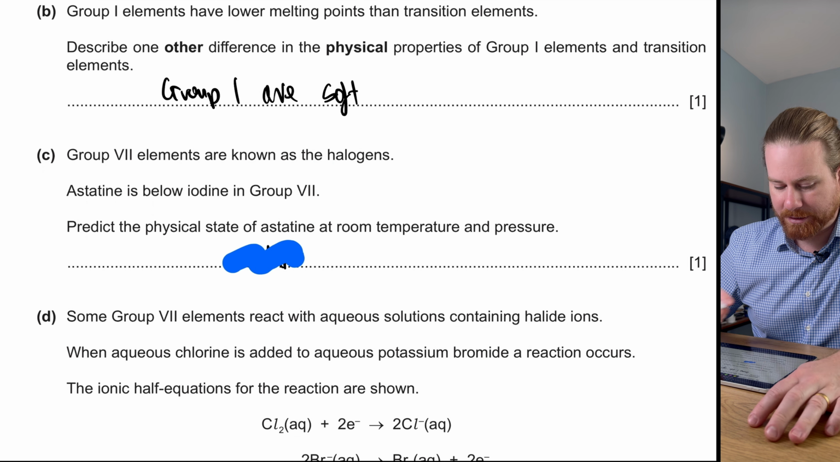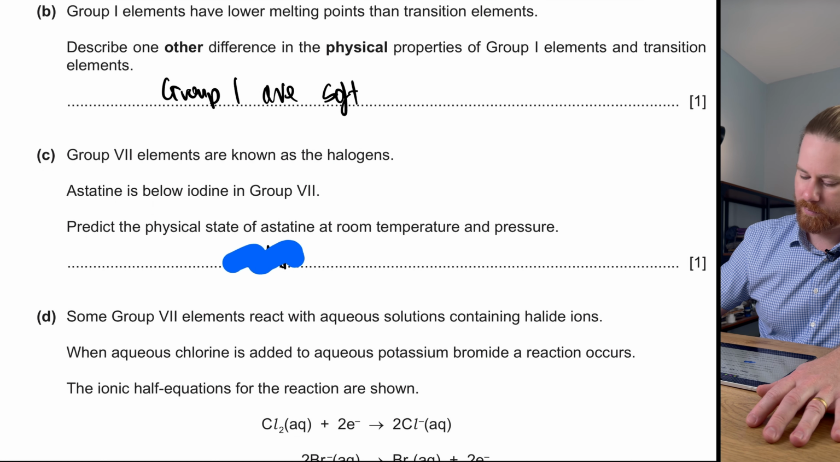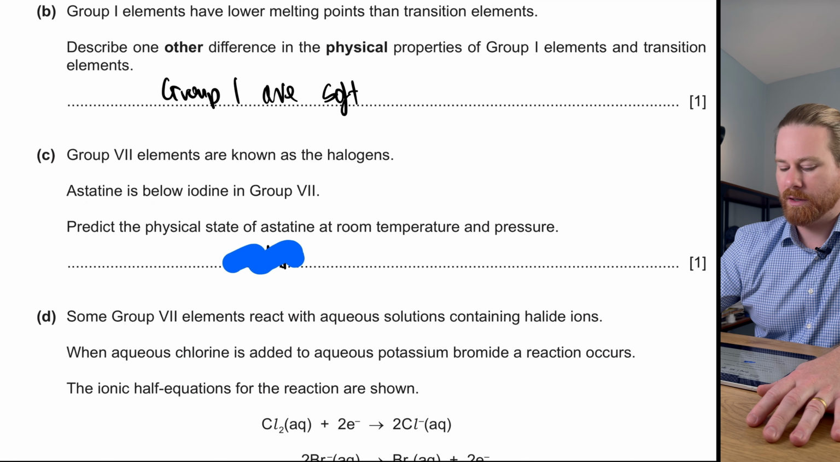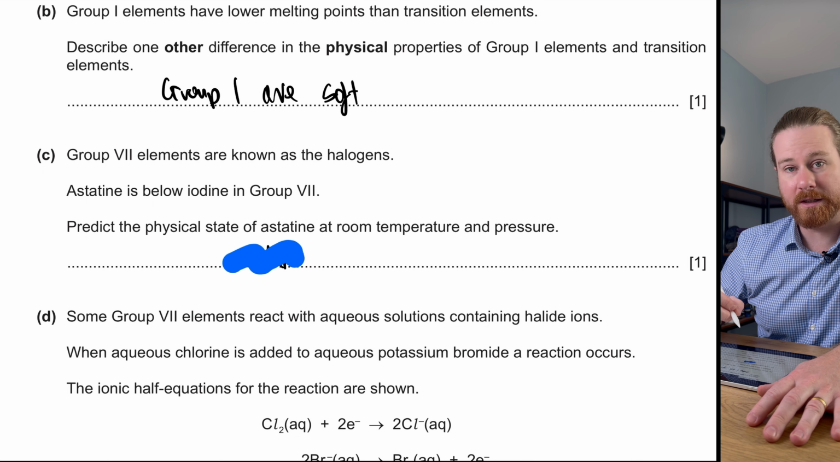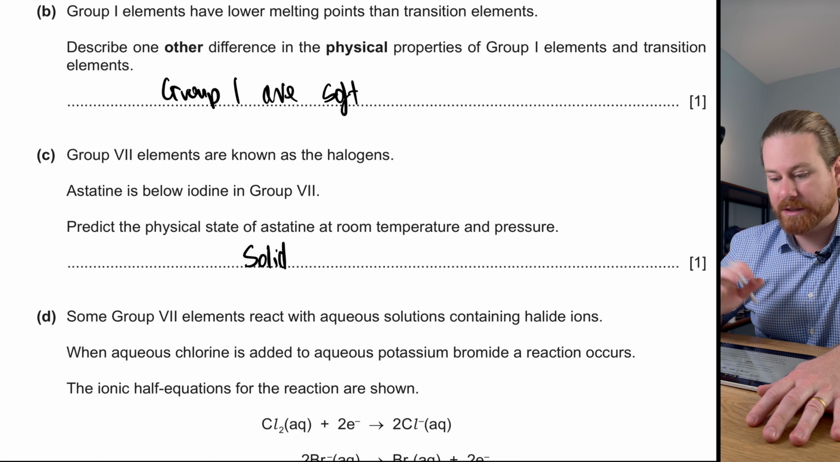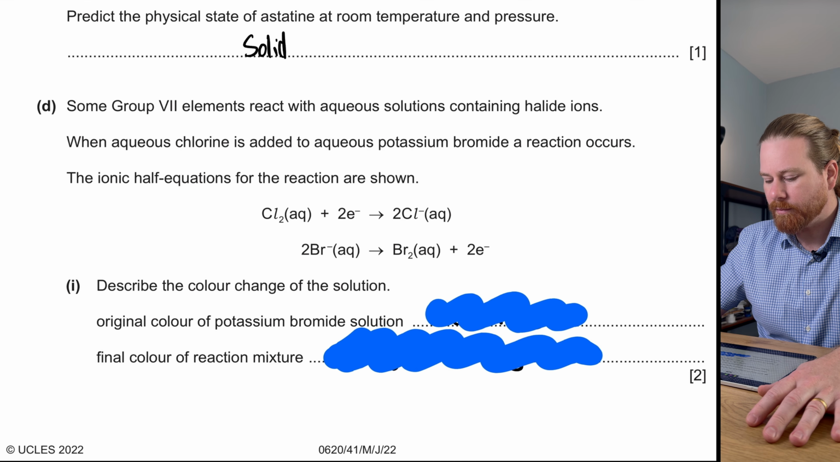Okay, onto the halogens. Astatine is below iodine in group 7. Predict the state of astatine. Well, iodine is a solid. As melting and boiling point increase going down the group, astatine has to be a solid as well.